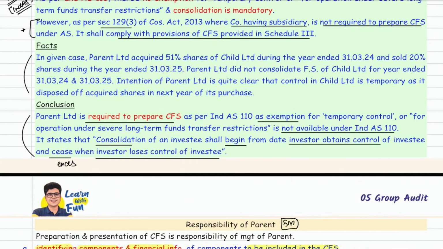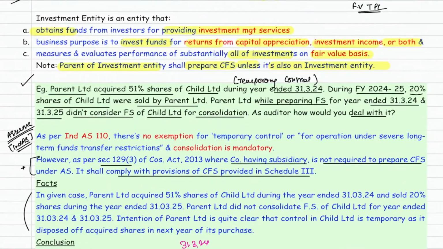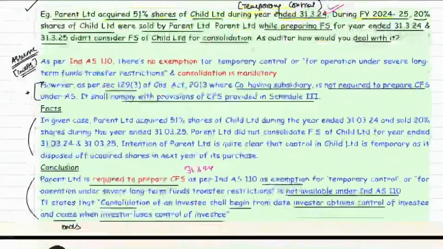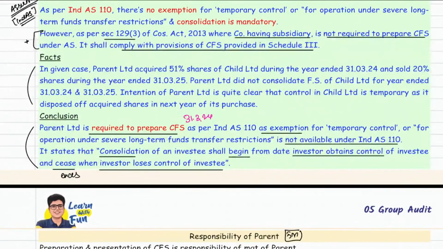Sir, for what? 31st March 24. Because the control was taken during the year ended 31st March 24, it should prepare the CFS for 31st March 24, because the exemption is not available, and consolidation begins the day the investor gets control. And when does the consolidation end? When the investor loses the control.